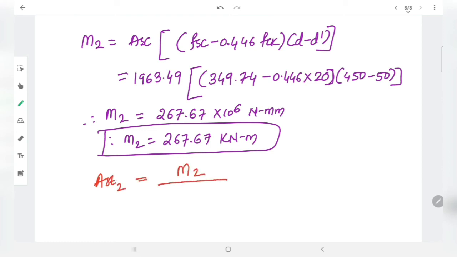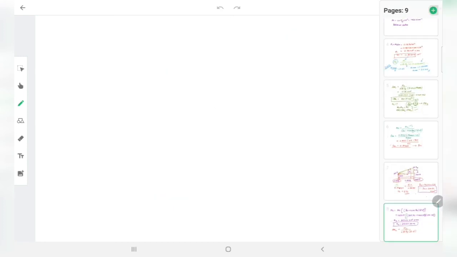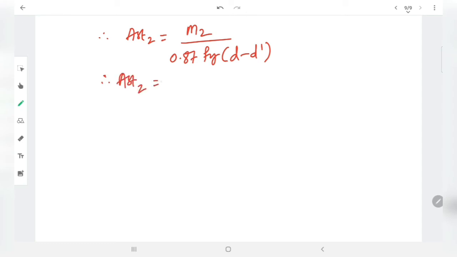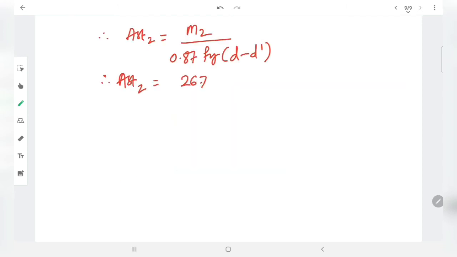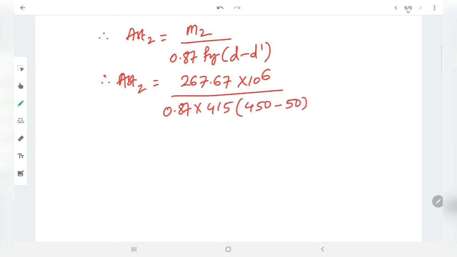AST2 is equal to M2 divided by 0.87 Fy into bracket D minus D dash. You know very well, we have solved a problem on this also. So I'll be rewriting the equation. AST2 is equal to M2 divided by 0.87 Fy into bracket D minus D dash. Therefore, AST2 is equal to M2, which we already calculated, 267.67 into 10 to the power of 6 divided by 0.87 into 415, the grade of steel which we are using. D is 450, D dash is 50.